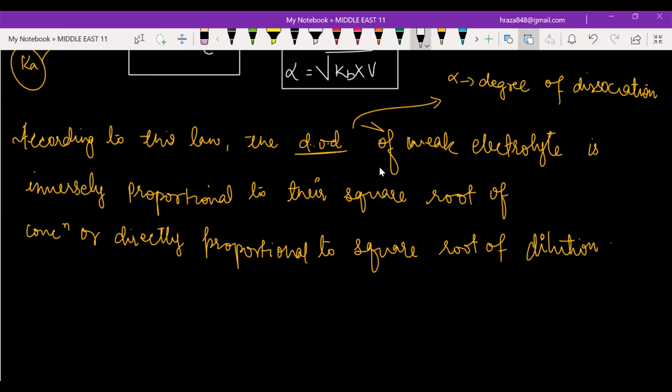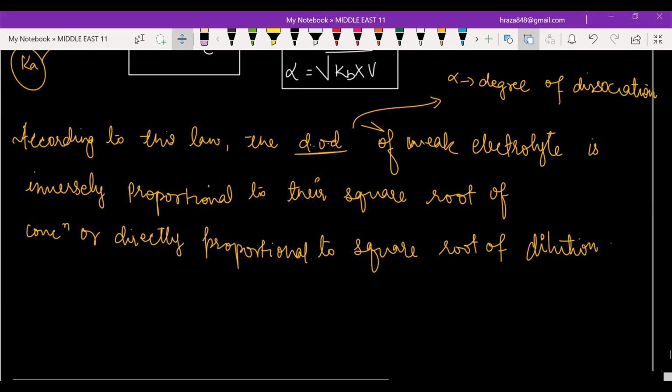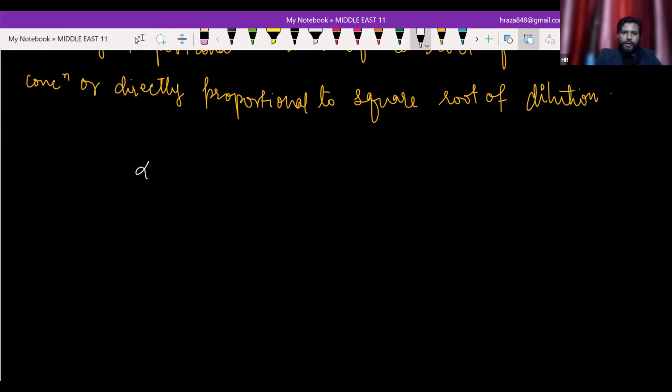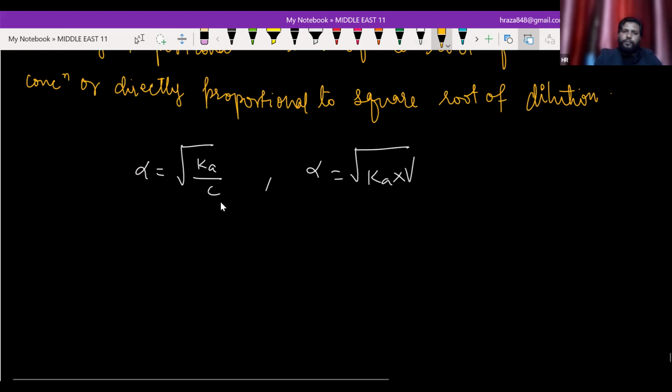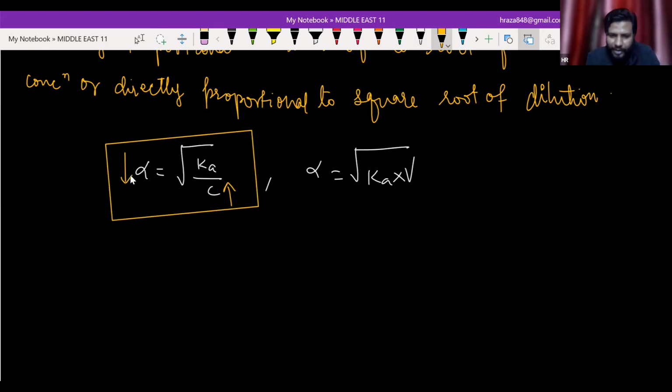Everyone done with this? Okay, thank you. Just see what we have. Alpha is equal to under root of Ka upon C, and also alpha is equal to under root of Ka into V. So if you increase concentration, alpha will decrease. That means the degree of dissociation will decrease, so the reactant converting into product will decrease. Am I clear? Yes, sir.